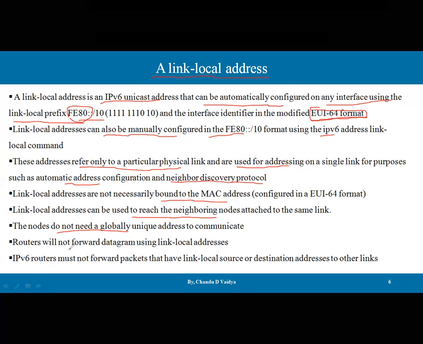Then the router will not forward the datagram using the link local address, and also the IP version 6 router must not forward the packets that have the link local address as the source or destination address to the other links.